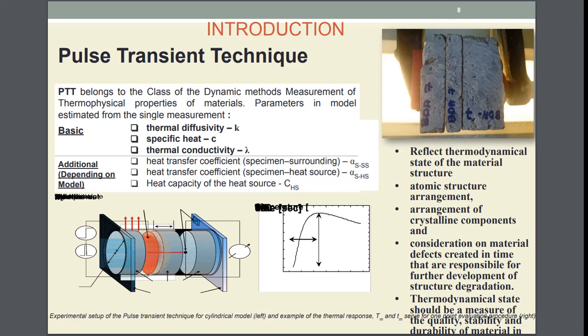But if we have some other models, we can find the heat transfer coefficient between specimen and surroundings, that is the cuboid model, and the heat transfer coefficient between specimen and heat source, and the heat capacity of the heat source, which also depend on which model you want to use. So it is very interesting to know how the pulse transient technique works and what all parameters you can get, because it is very special and unique in our case, because usually we find thermal diffusivity, thermal conductivity and specific heat only, not other specific parameters. But we have models that help to understand these other thermal transport parameters.